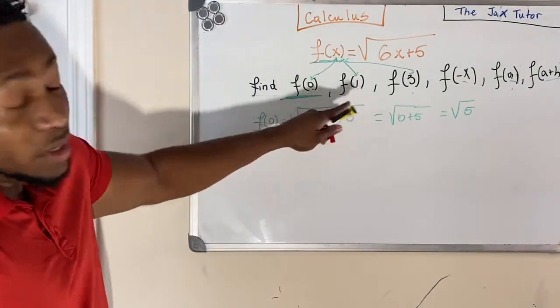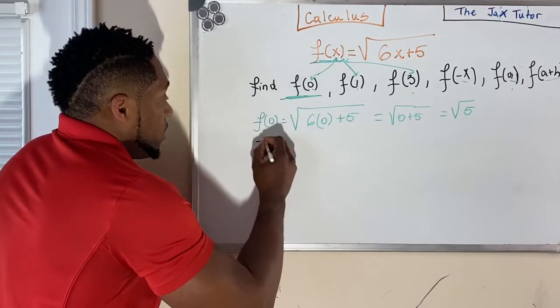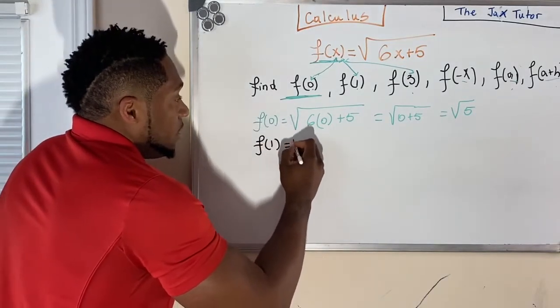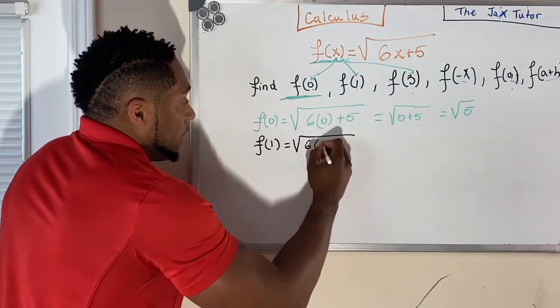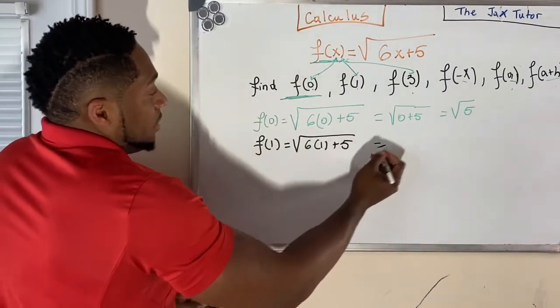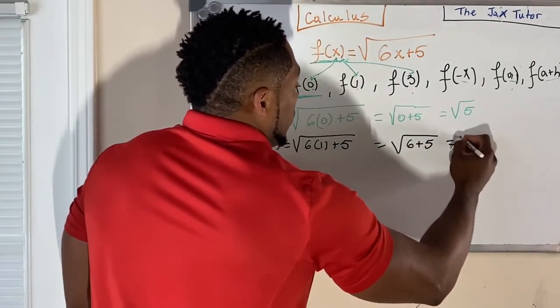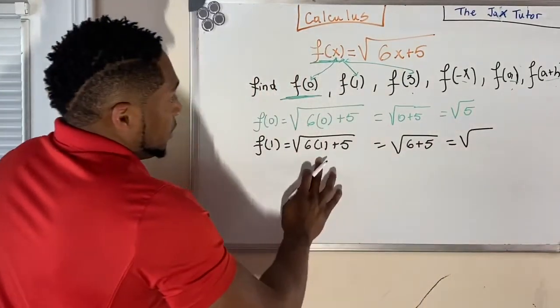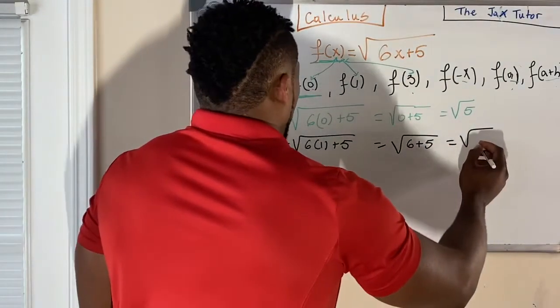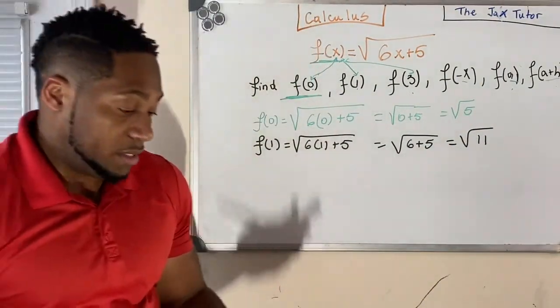What's f of 1? In place of x, we're going to have a 1. So f of 1 is the square root of 6 times 1 plus 5. 6 times 1 is 6, and 6 plus 5 is 11, so that's the square root of 11. So that's the second one.